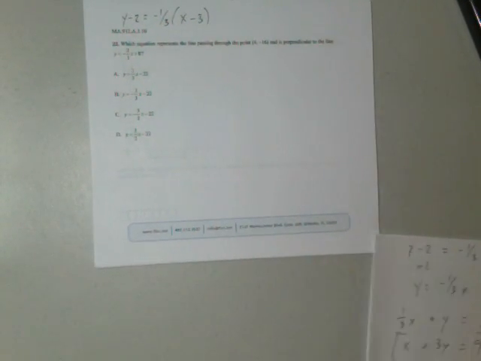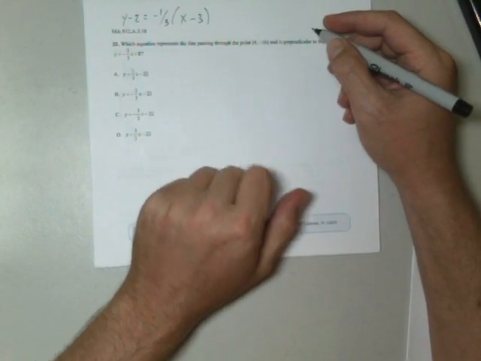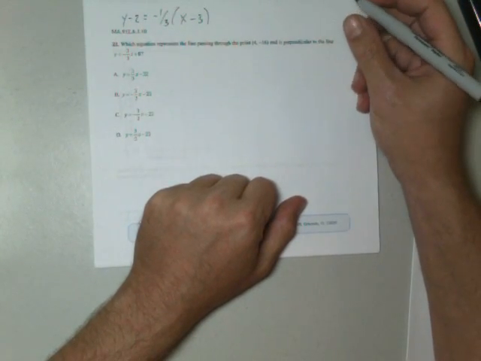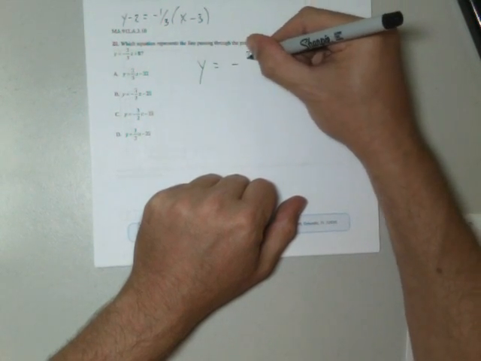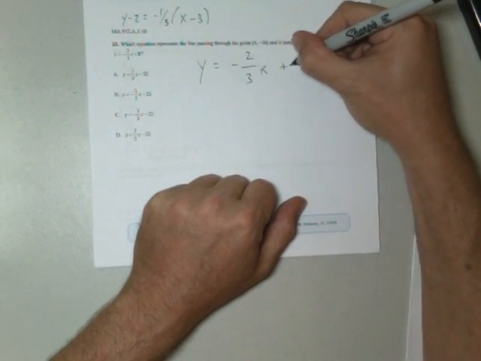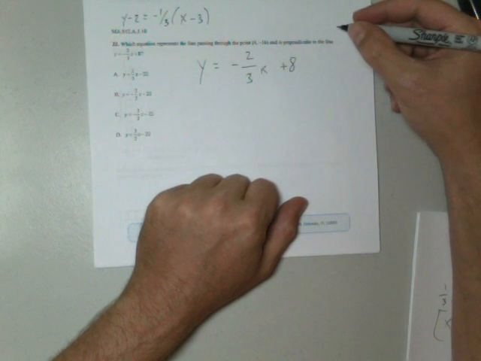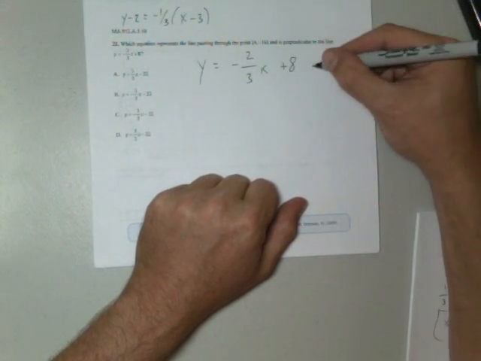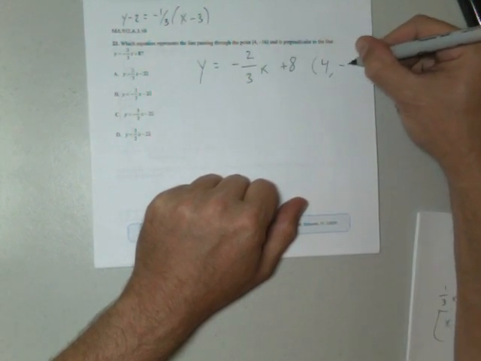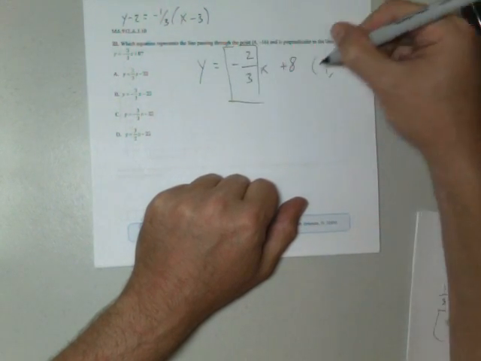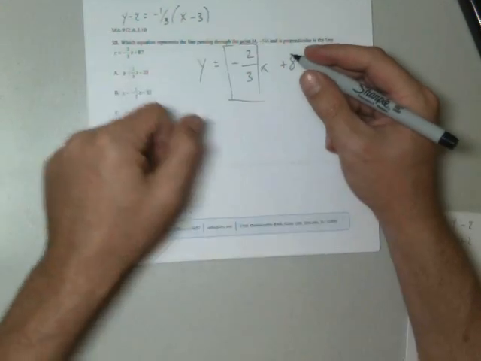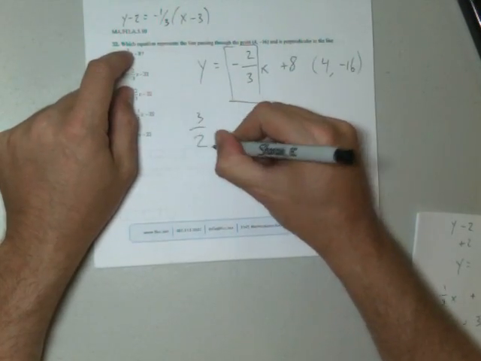Which equation represents the line passing through the point (4, -16) and is perpendicular to the line y equals negative 2/3 x plus 8? Okay, perpendicular, passes through (4, -16). I isolate my slope. I take the opposite of the reciprocal, which is positive 3/2.